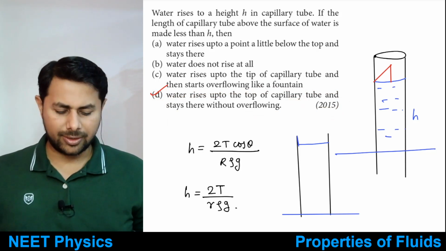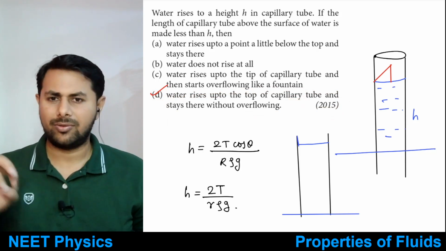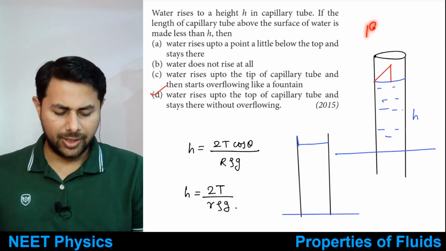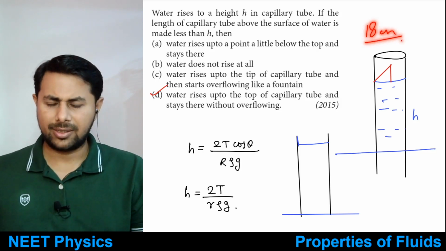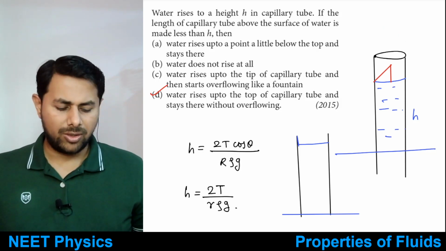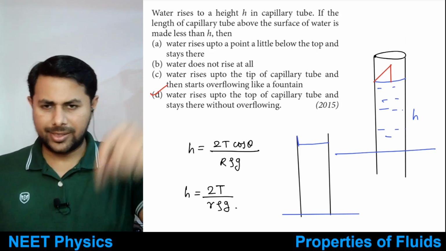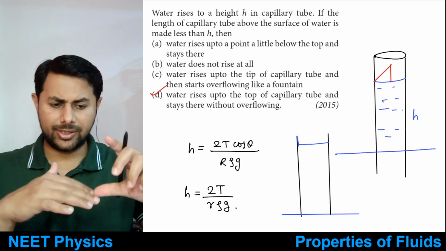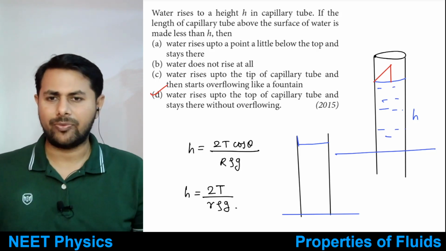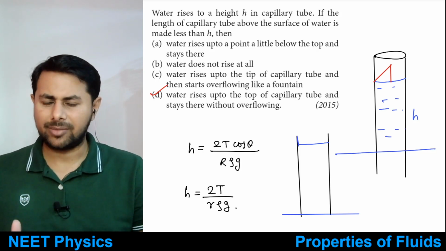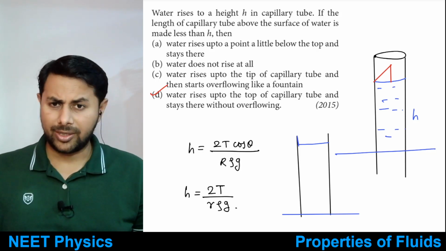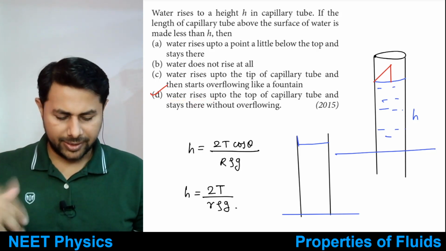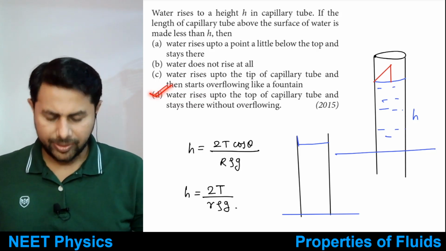Sometimes they give you numbers. The height of water in the capillary tube is suppose 18 centimeters or something like that, and there is some other capillary tube. So when it is dipped in water, the height above the water surface is just suppose 5 centimeters. Then what will happen? The water will rise up to 5 centimeters and then it will start overflowing. That is one option. One option is it will just go to the 5 centimeter height and it will stay there. So that would be the answer.